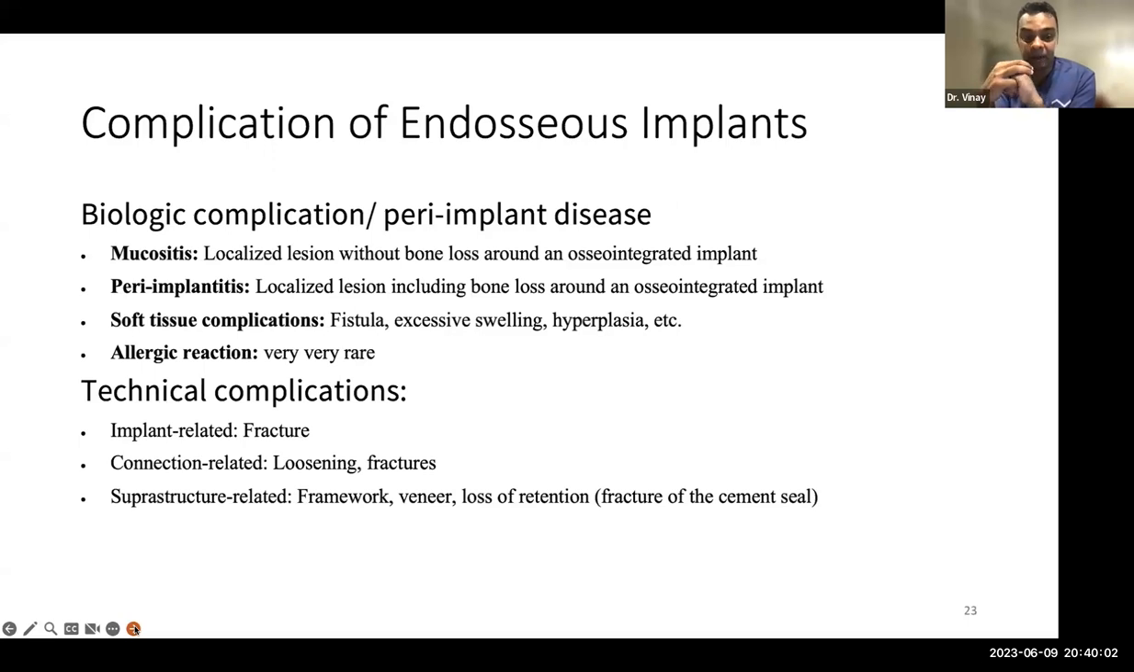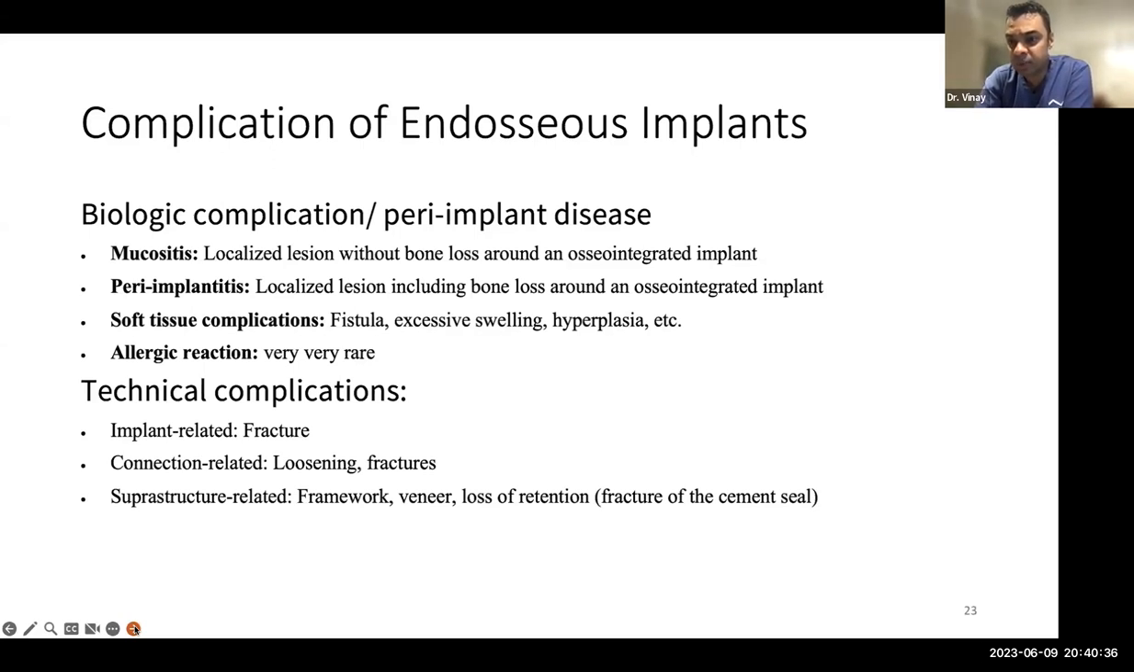You can have technical complications such as implant-related, where you have fracture of the implant. You have connection-related technical complications such as loosening or fracture of the abutment. These are rather common. Or suprastructure-related, where you have framework fracture, fracture of the veneering surface, loss of retention or fracture of the cement seal, depending on a cement-retained restoration. And these are the technical complications. I don't think we need to go into more detail regarding that.